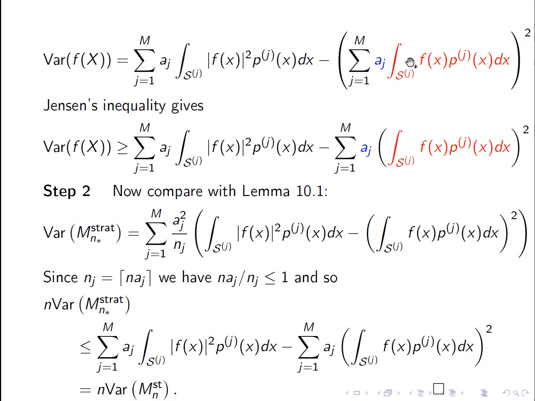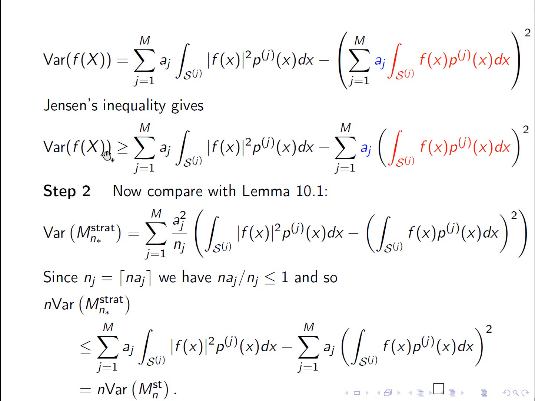Okay, so because this is less or equal than this, this expression here is less or equal than the variance of f of x. So the variance of f of x is greater or equal than the sum over the j's, aj's, integral sj f of x squared pj x dx minus sum over the j's, aj's, and integral sj f of x pj x dx, and then squared. So we have in fact obtained a lower bound for the variance of the standard estimator. Okay, and you see this is a bit of a backward proof.